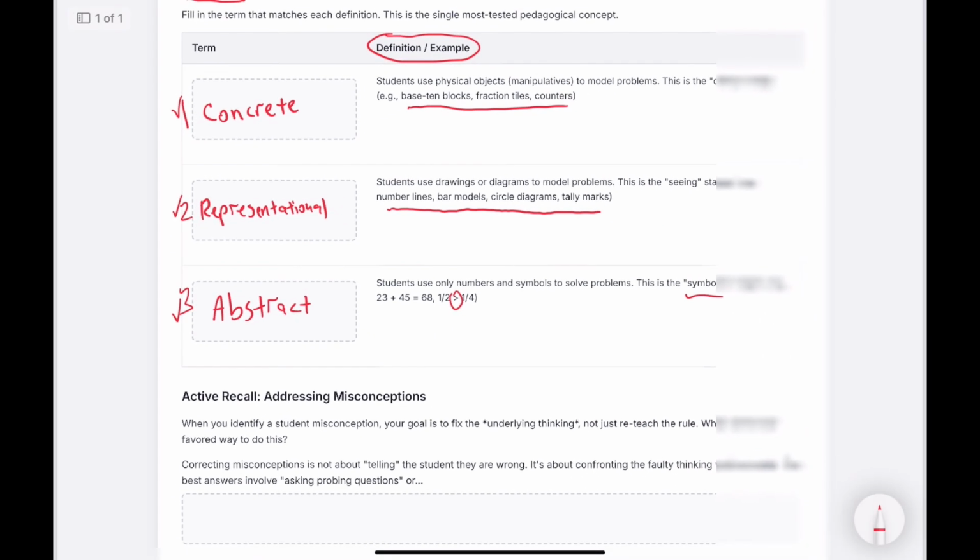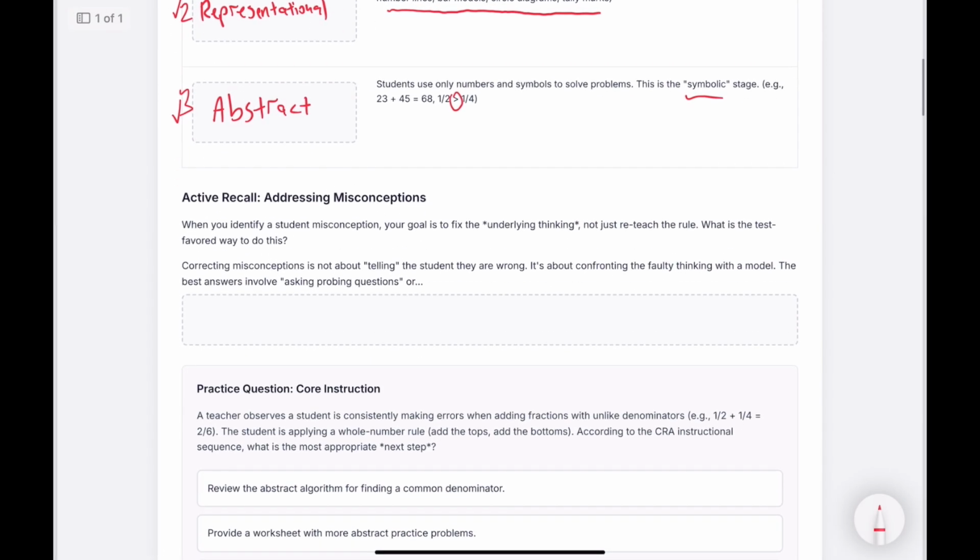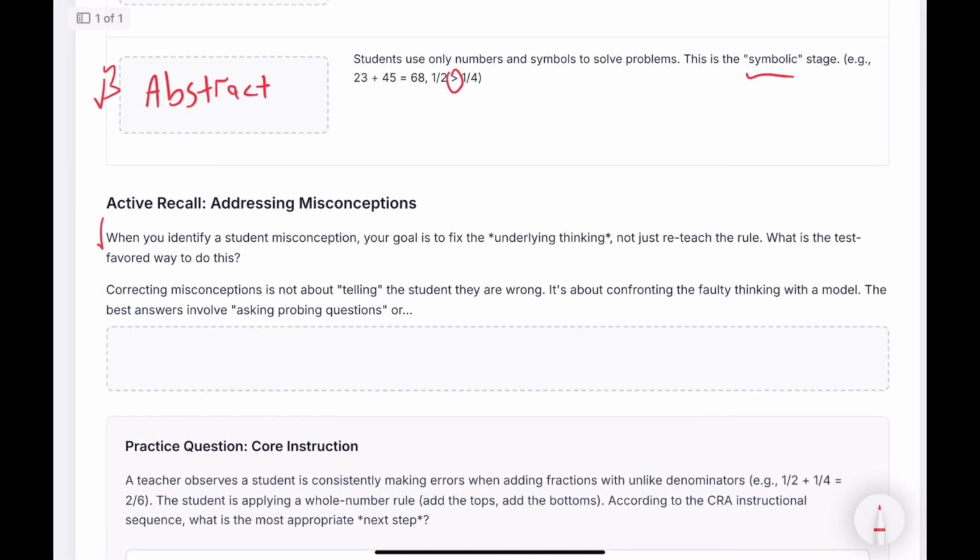All right, let's move on down to this active recall section, and let's read this together. When you identify a student misconception, your goal is to fix the underlying thinking, not just reteach the rule. What is the test favored way to do this? All right, so take a moment here, think while you're completing your workbook, see if you can do it right before me and then check your understanding.